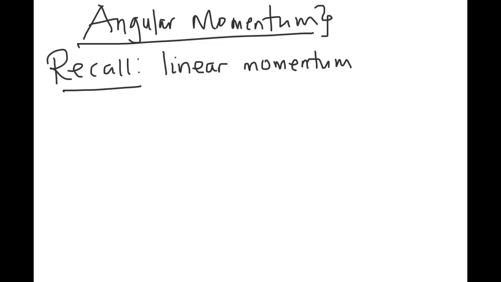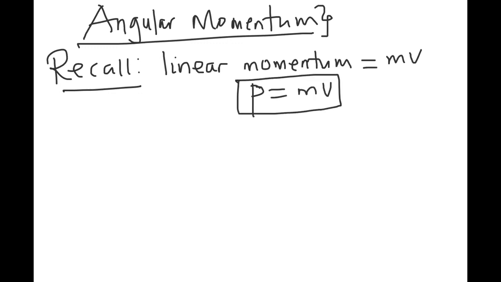The linear momentum was defined as the product of mass times velocity. I remember the symbol was P equal to M times V. That was the linear momentum, or just momentum in general. The new momentum we are going to define now is angular momentum, and the symbol is usually L.